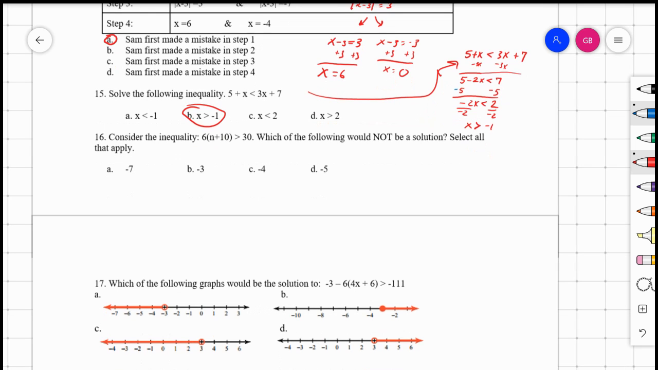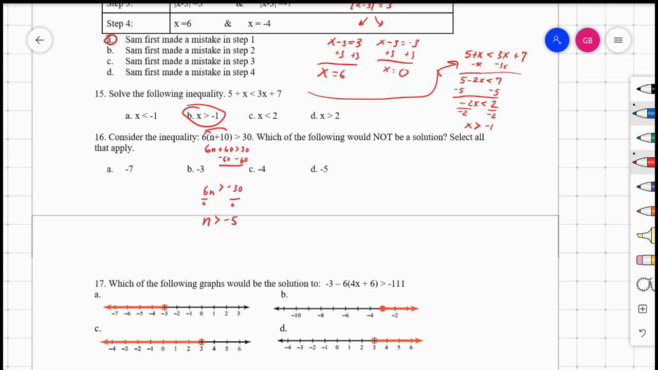Number 16, consider the inequality. Which of the following would not be a solution? Okay, so let's go ahead and solve this first. First, we're going to distribute. So 6n plus 60 is greater than 30. Then I'm going to subtract 60 on both sides. So 6n is greater than -30. And then divide by 6. So n is greater than -5.